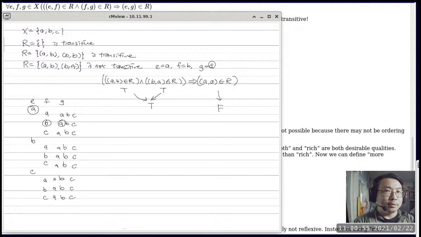Are we good with this one? Maybe? I'll give you some more examples.